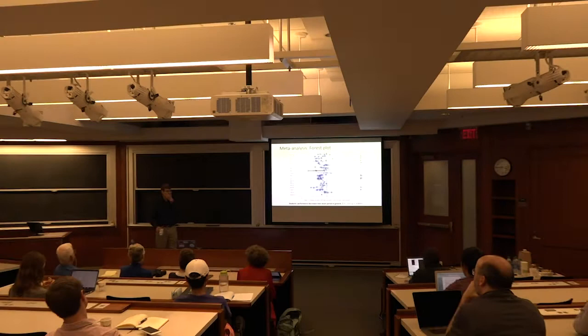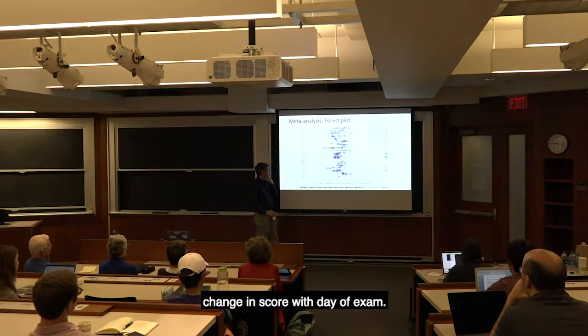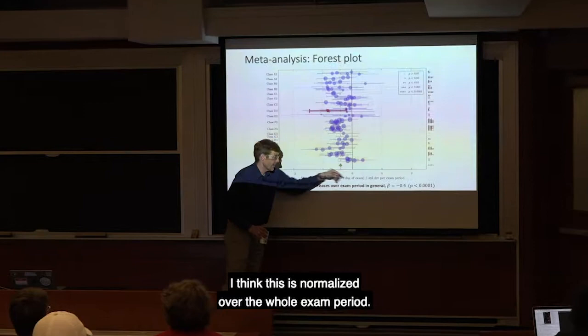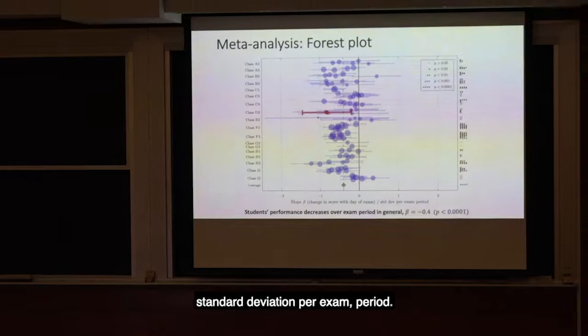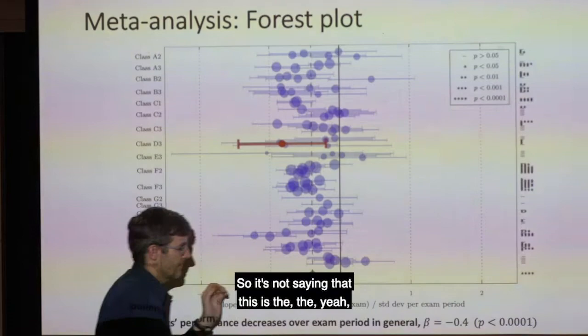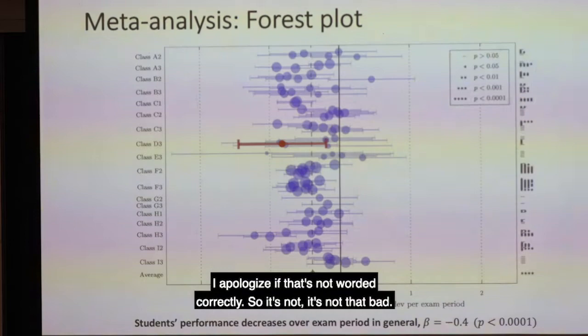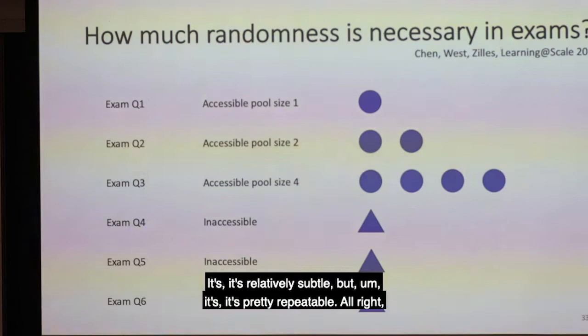That seems large. No, this isn't per day. This is the change in score with day of exam. I think this is normalized over the whole exam period. Standard deviation per exam period. It's the slope over the whole exam period, roughly, you know, not quite half of a standard deviation. I apologize if that's not worded correctly. Okay. All right. So it's not that bad. It's relatively subtle, but it's pretty repeatable.